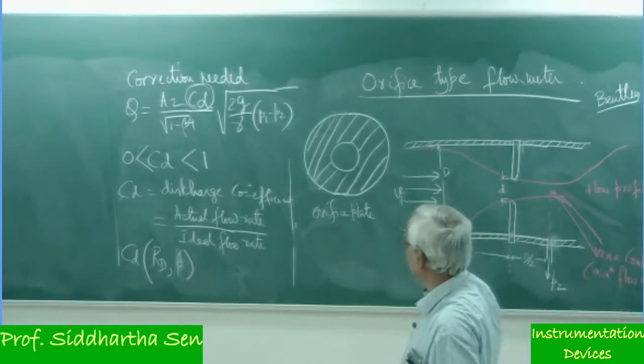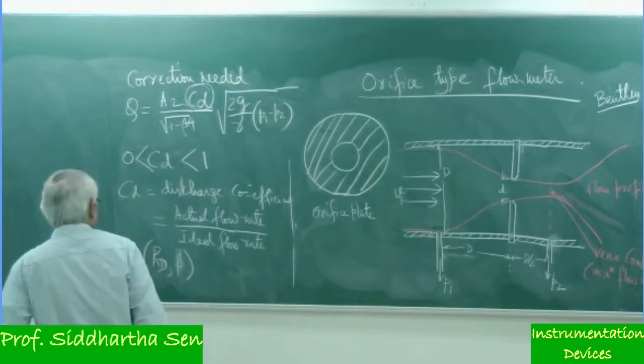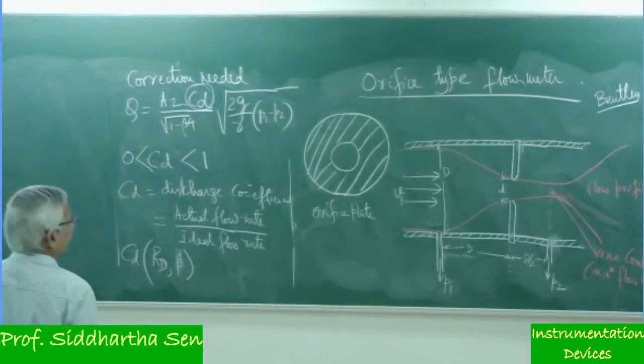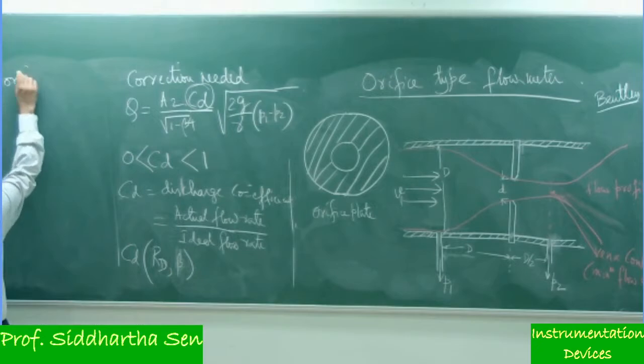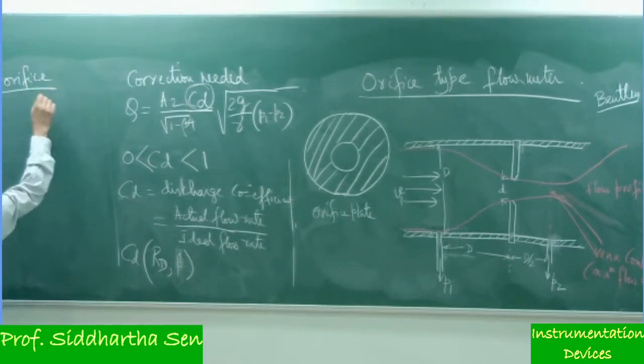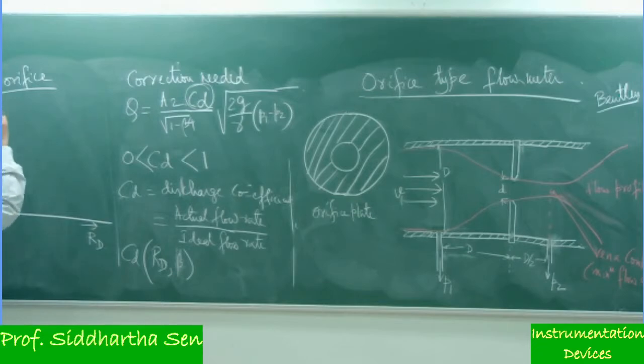So we said that this CD is dependent upon the Reynolds number as well as the beta, that is d by capital D. In fact, for an orifice, if we plot CD versus Reynolds number, for small d here it is say 0.5, say this is 0.7, this is 0.9 or something like this.